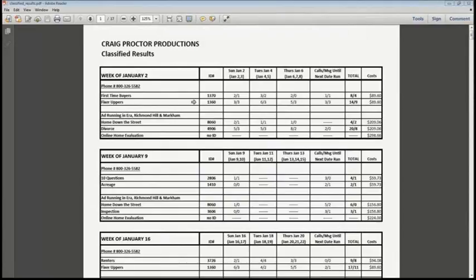14 hits, 9 leads for a cost of $90. That's about $10 a lead. Is there anyone here that wouldn't pay $10 to generate a high-quality lead?